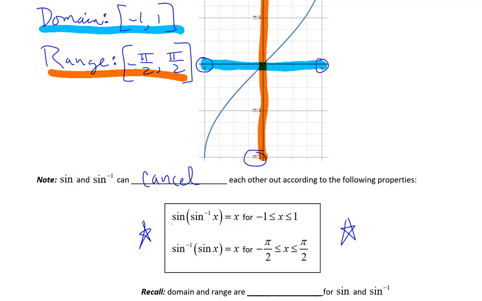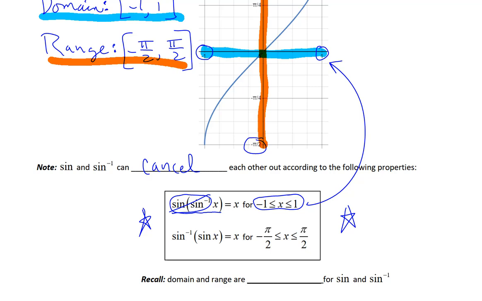So it turns out that the sine of the sine inverse of x would be x. In other words, the sine of the sine inverse, those would just cancel each other out. That's what it means. These are sometimes called the cancellation properties of the inverses. And so sine of sine inverse of x cancels, and that is for x being from -1 to 1.